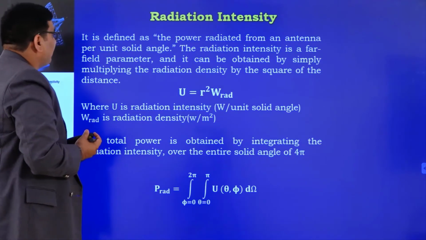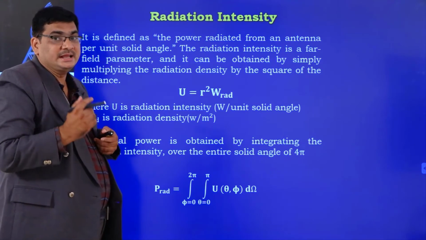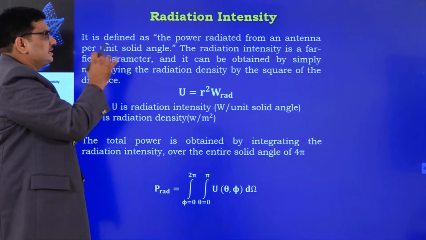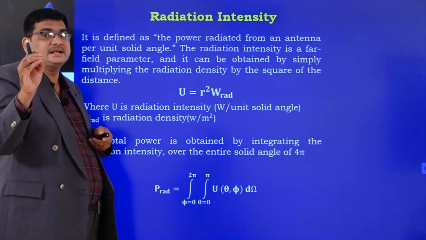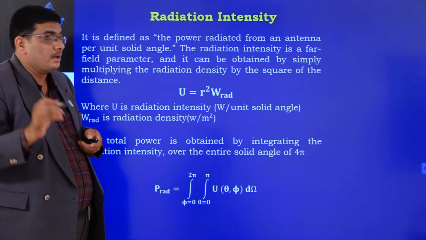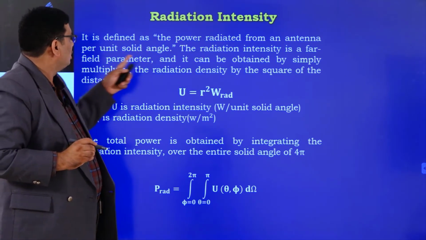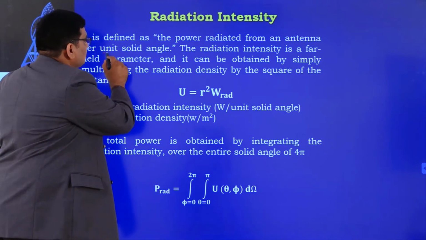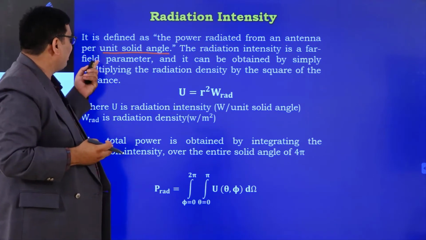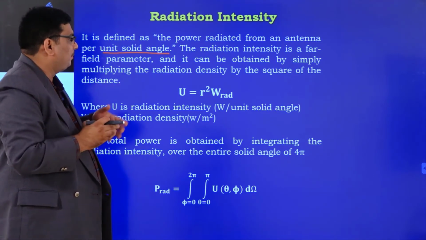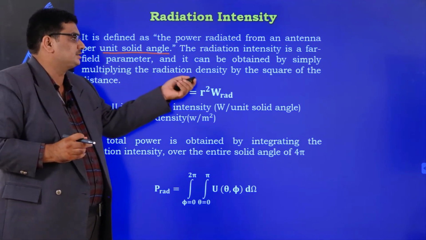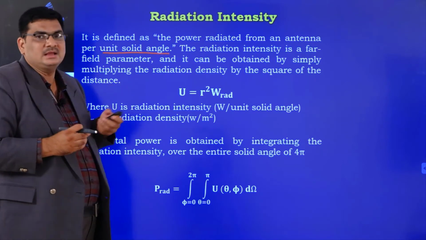Next important parameter is radiation intensity. Radiation intensity is defined as the power radiated from an antenna per unit solid angle. So it is always a far field parameter. It can be obtained by simply multiplying the radiation density by the square of the distance.